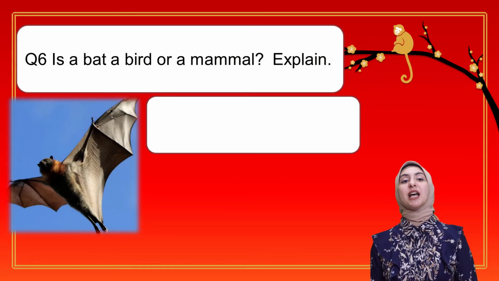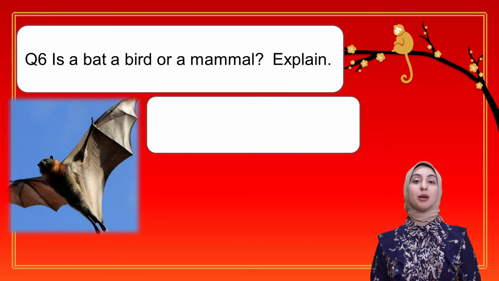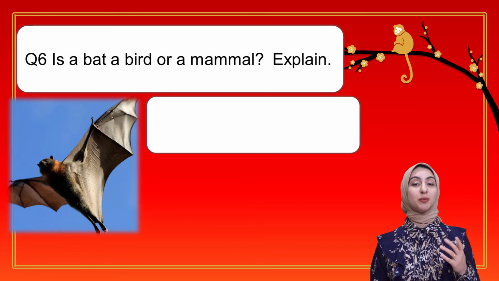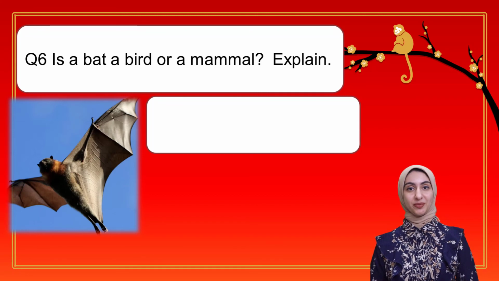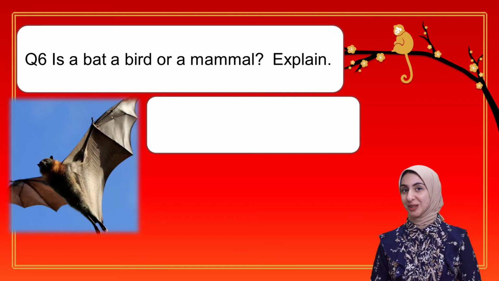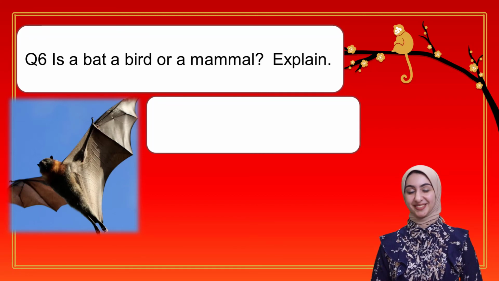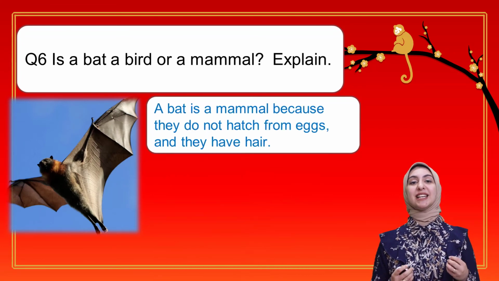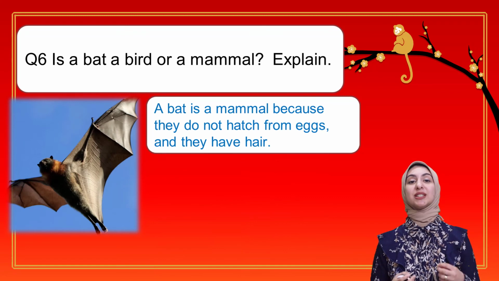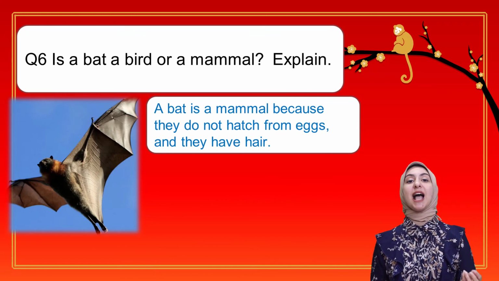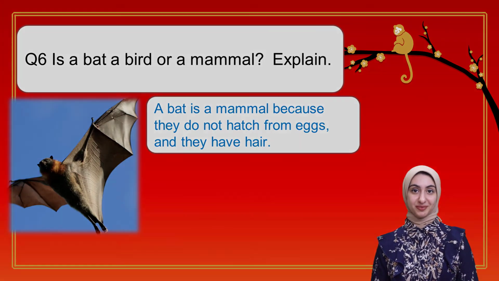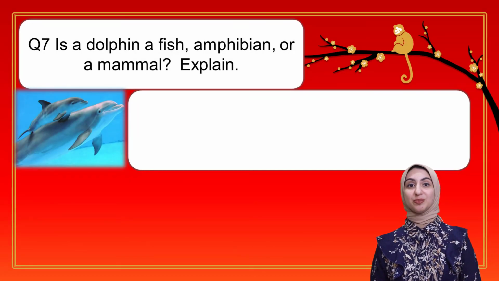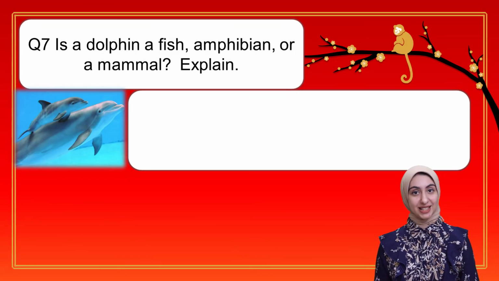Question number 6. Is a bat a bird or a mammal? And explain your answer. Do you know this question? Actually, a bat is a mammal. Why? Because they don't hatch from eggs and they have hair. So, it is classified as a mammal.